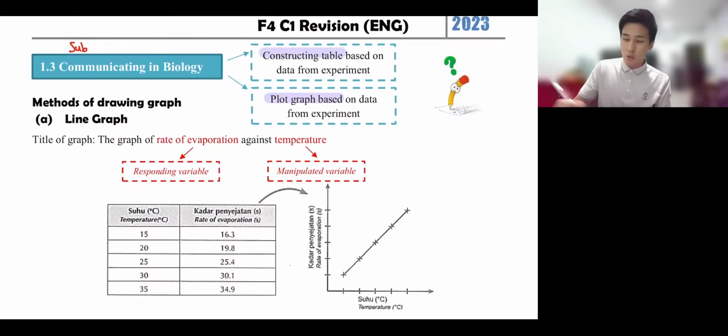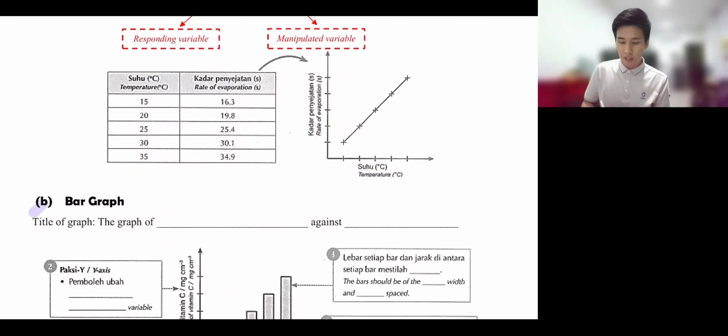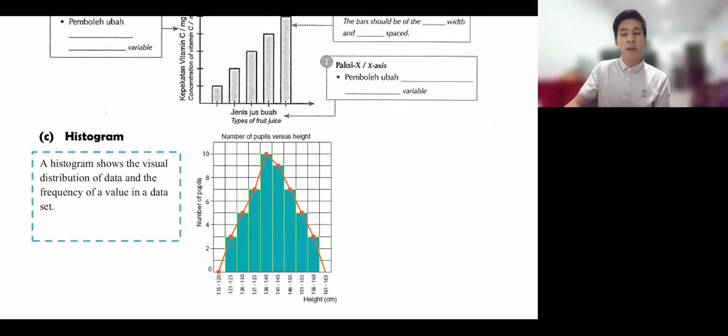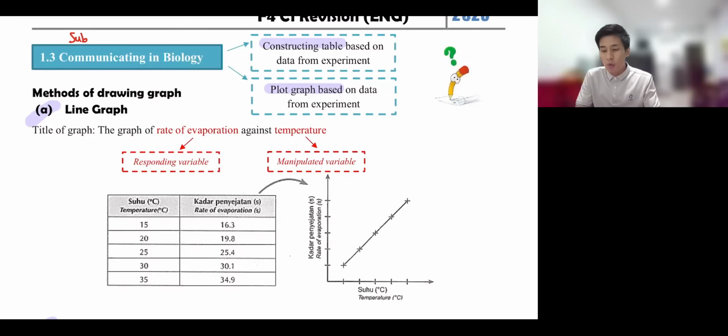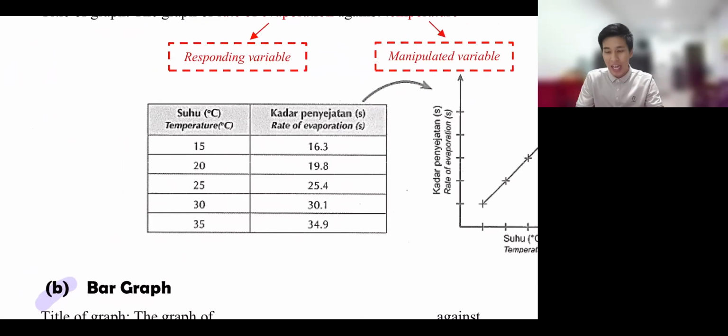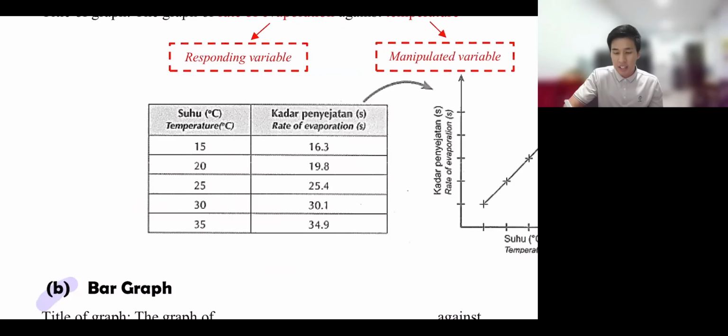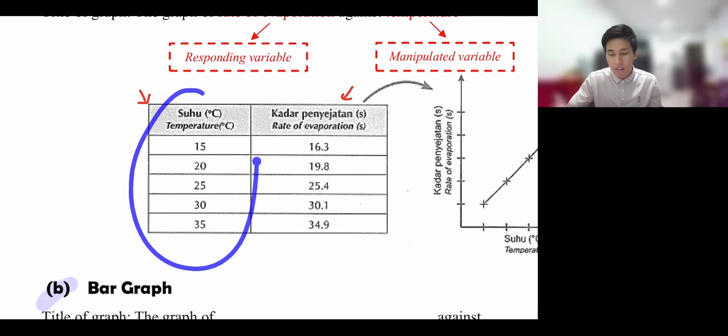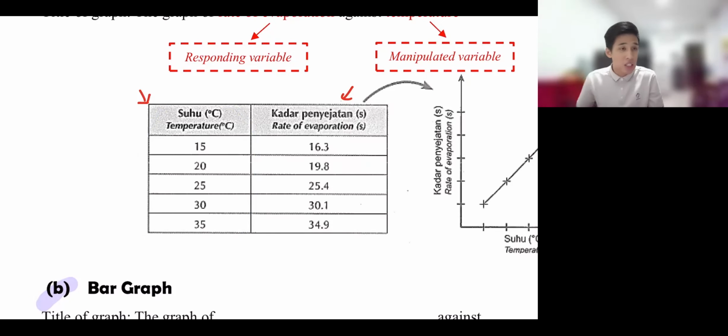All right. So there are two types of graphs here: line graph and bar graph. Histogram, I'm not going to talk about it because in bio we don't really use histogram. Plus, it's something you learn in maths. Now, no matter what graph you draw, what table you draw, number one, we look at the table first. Every table, the left column and right column are what difference? So left column, usually what do we need to write here?